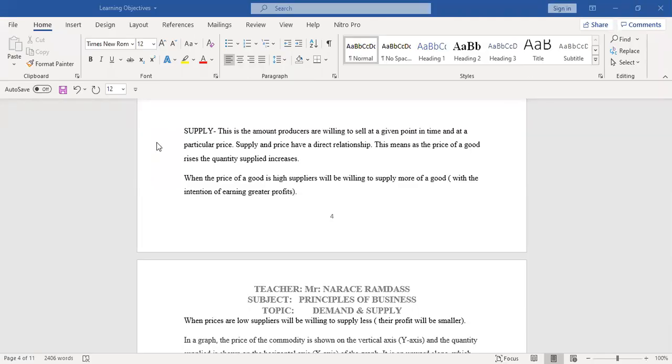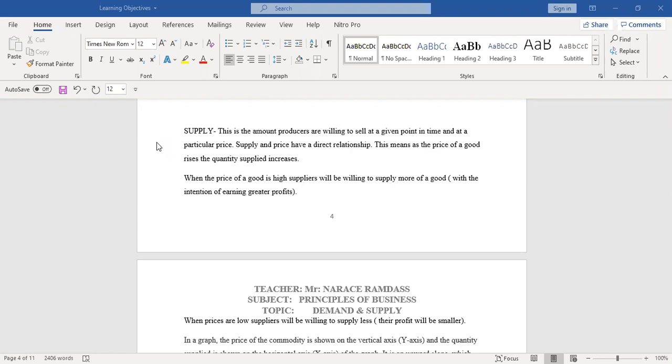Right. So supply. This is the amount producers are willing to sell at a given point in time and at a particular price. Supply and price have a direct relationship. Supply is the opposite of demand. Remember, the demand curve belongs to the consumer. The supply curve is the producer's curve, right? And they have a direct relationship.